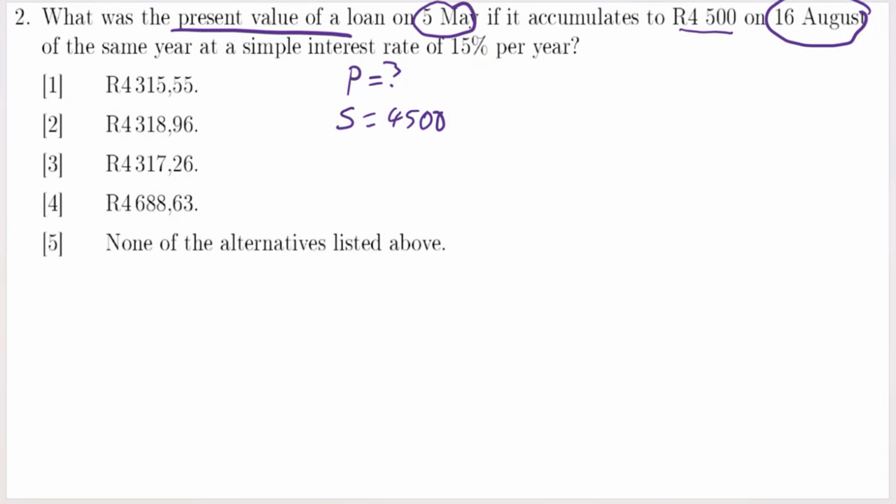We are working with the same year at a simple interest rate. So you know that you are working with simple interest, and you are going to be using the formula of the simple interest, with a rate of 0.15. You are given the time in days, so now what you need to do is calculate the days that are between 5th of May and 16th of August.